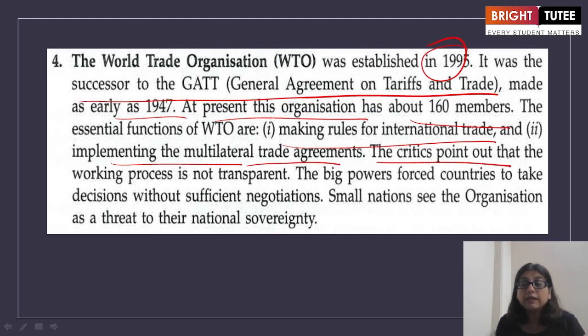Critics point out that the working process is not transparent, and it controls everything, making the new laws for international trade, and all the member countries have to follow them. The big powers force countries to take decisions without sufficient negotiation. Small nations see the organization as a threat to their national sovereignty. Plus, the World Trade Organization helps to follow the rules and regulations for global-level trading, and we could say that the multinational company trend has been launched by the World Trade Organization, and it helps these companies to work at a global level and to maintain a good standard of living of the people as well.